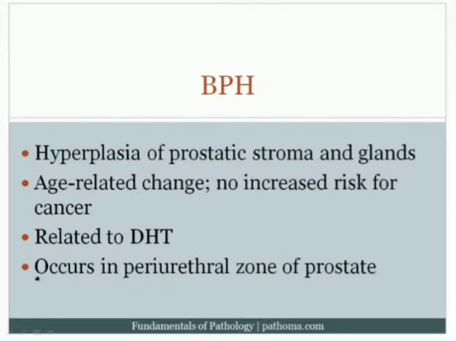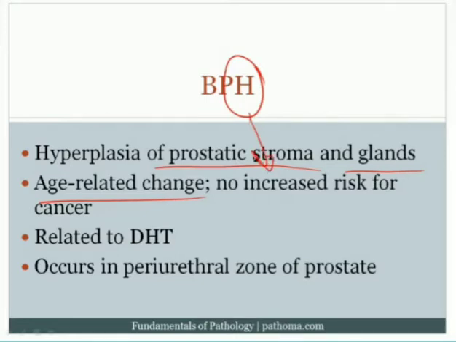BPH is benign prostatic hyperplasia. This is hyperplasia of both the prostatic stroma as well as the glands. It's an age-related change. It's seen in most men by the age of 50. Important to note that despite the fact that we call this hyperplasia, there is no increased risk for cancer.